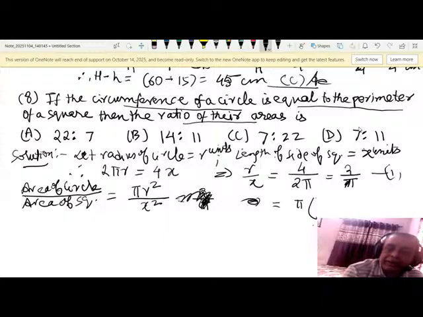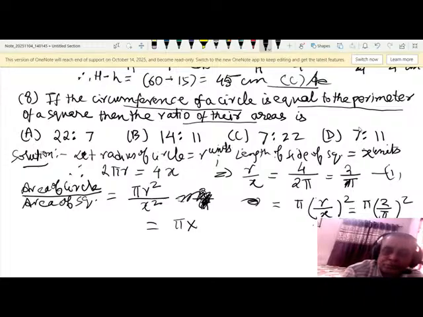Okay, multiplied with (R by X) whole squared. Now the R by X value is 2 by pi, so put its value in place of R by X. So it is (2 by pi) whole squared, which is coming to pi multiplied with 2 squared, that is 4, divided by pi squared. Now divide the numerator and denominator with pi. So we are getting here this ratio is 4 by pi.